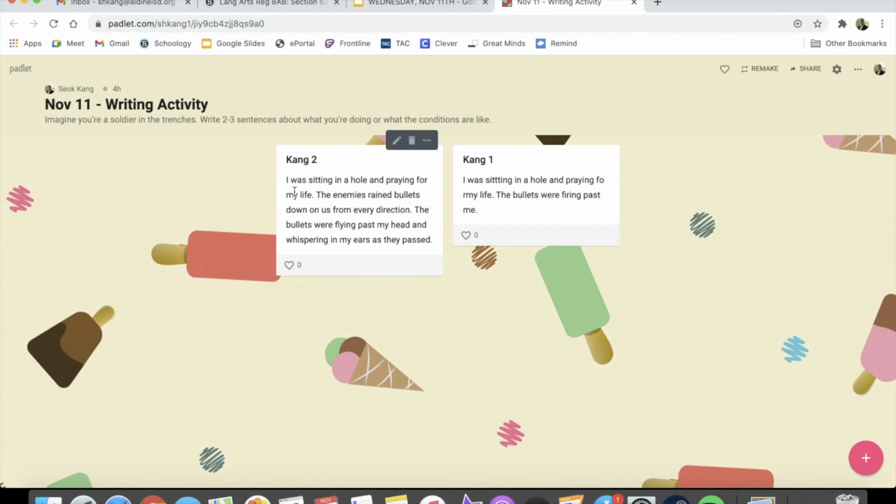Right. So the first sentence is still the same. I was sitting in a hole praying for my life. And then I decided, instead of "the bullets are flying past me," that's pretty generic. I decided to make it a lot more descriptive, right?